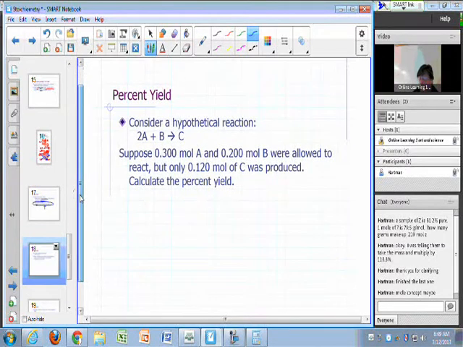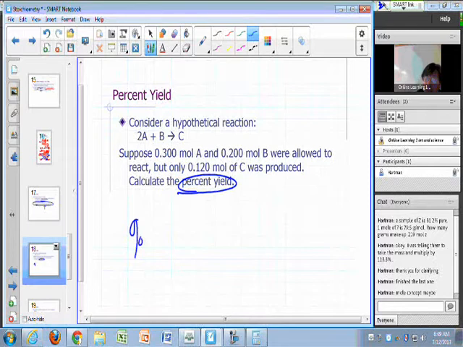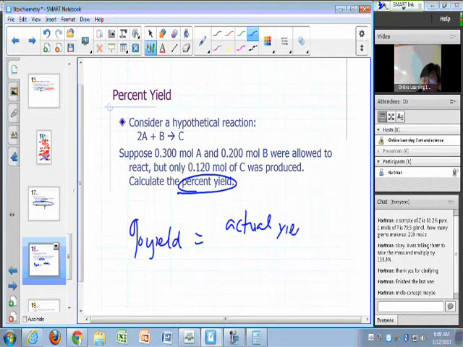So percent yield. Let's look at this example. Let's say you have a hypothetical reaction here: 2 moles of A plus a mole of B gives you C. Let's say 0.3 moles of A and 0.2 moles of B were allowed to react, but only 0.12 moles of C was produced. Calculate the percent yield. So if you want to know the percent yield, then you have to have the actual yield divided by the theoretical yield.